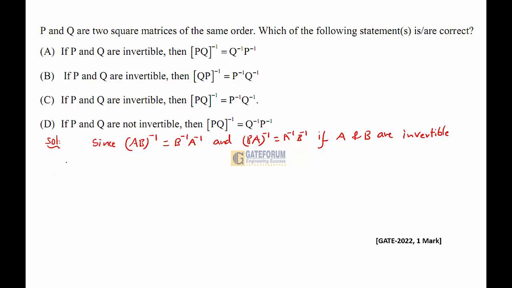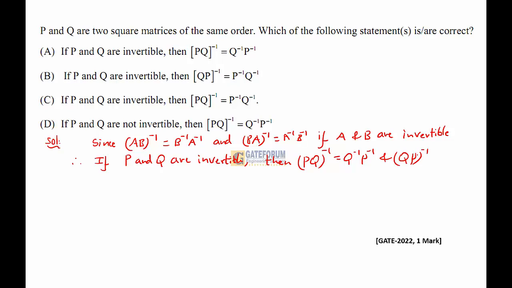Okay. So therefore, if P and Q are invertible, then (PQ) whole inverse is equal to Q inverse P inverse, and (QP) whole inverse is equal to P inverse Q inverse. So A, B satisfy. C is not satisfying. C is not true. C is not correct.